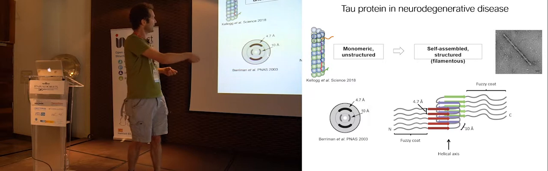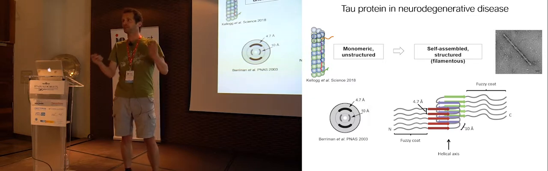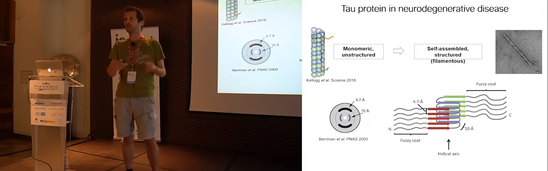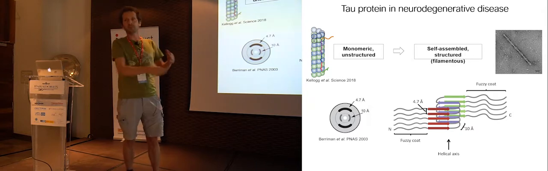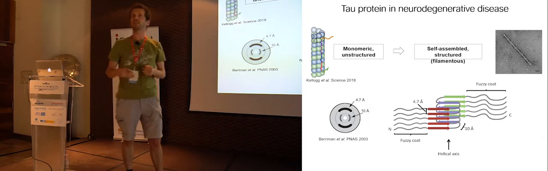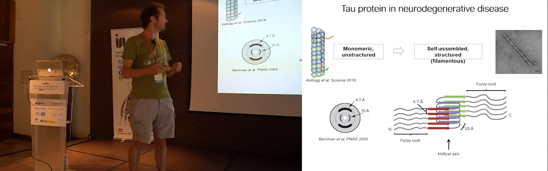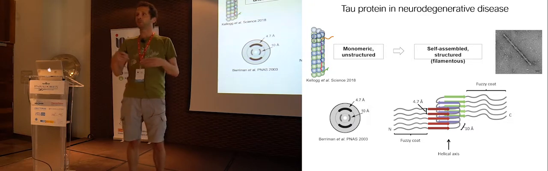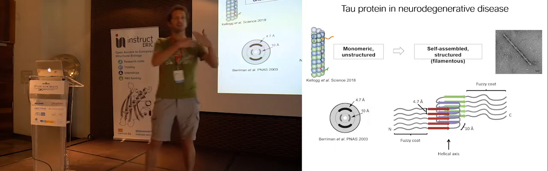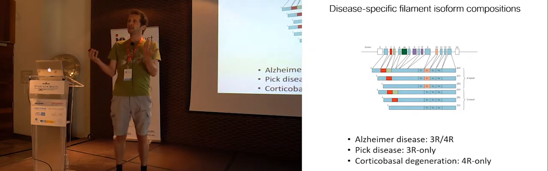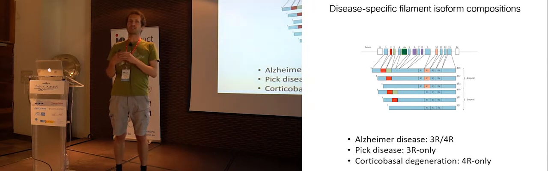Now, when you do X-ray scattering of these, they have this typical cross-beta pattern, where you have a 4.7 angstrom repeat, caused by inter-beta-strand distance when these form very long beta sheets along their helical direction, and then a perpendicular 10 or 11 angstrom repeat, caused by these different beta sheets packing against each other. Now, tau in the human brain occurs in six different isoforms.